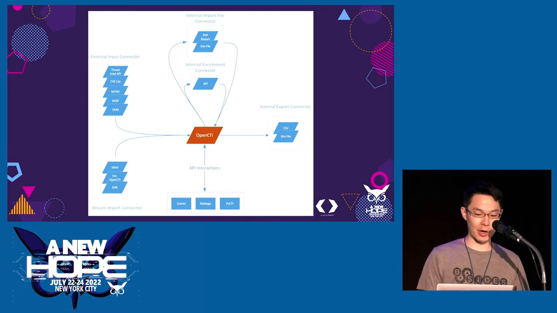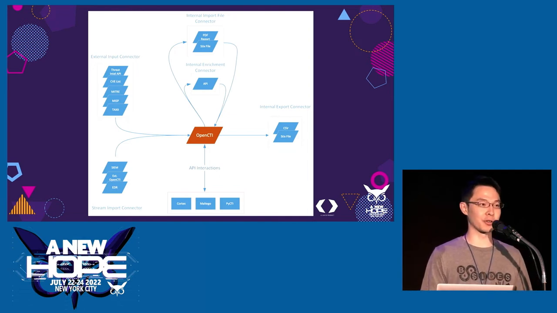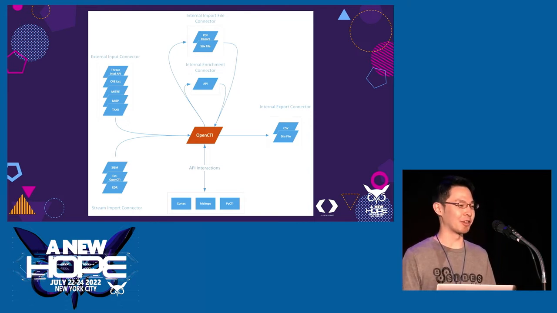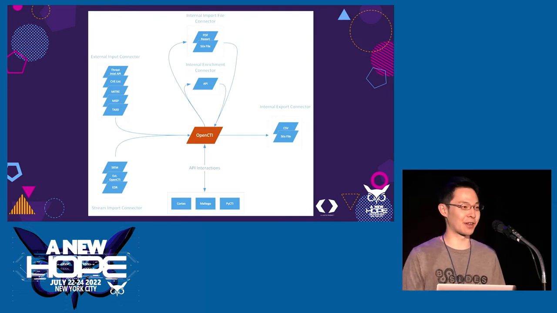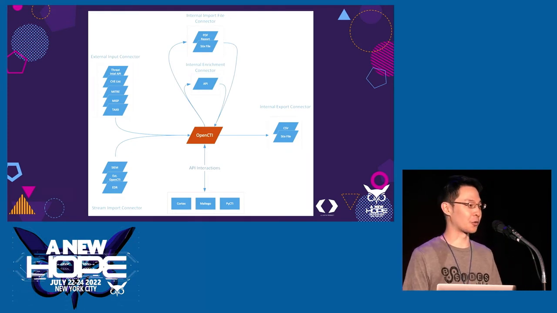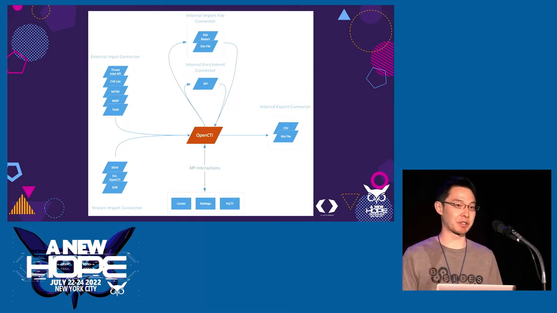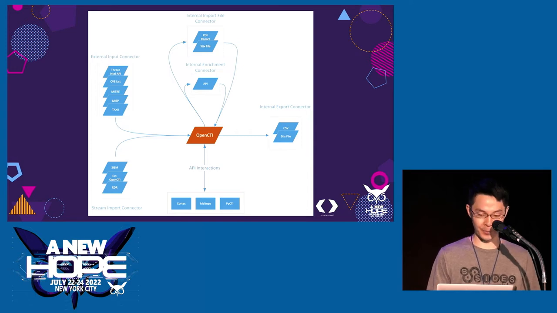On the very top, we have the internal import file connector, which essentially allows you to import the PDFs that you receive from partners over email. You could take the latest BleepingComputer article, for example, and ingest that into the platform if it is relevant to you. It'll be able to parse your PDFs and your CSVs into STIX JSON in order for it to be ingested by the platform.